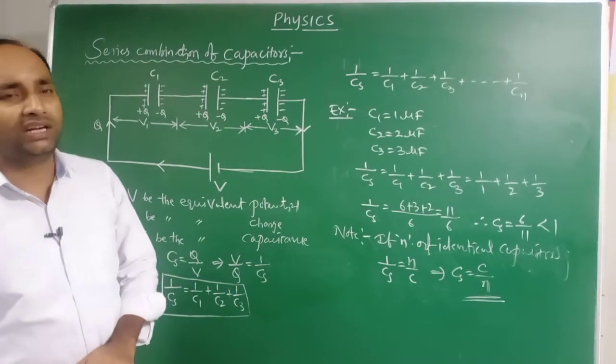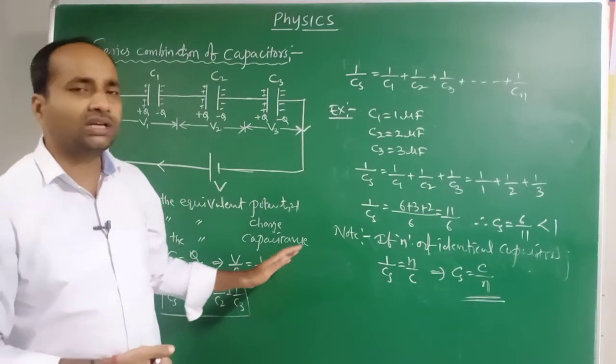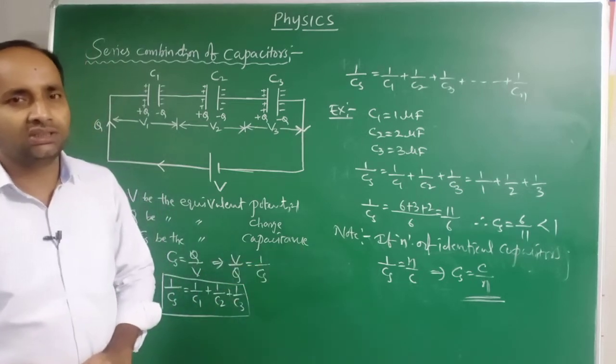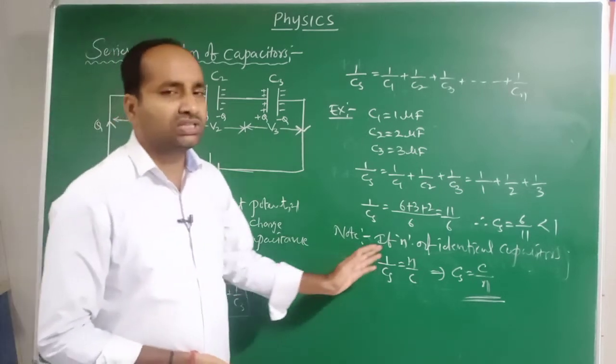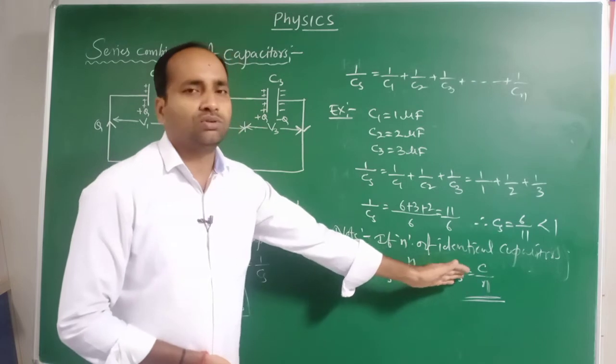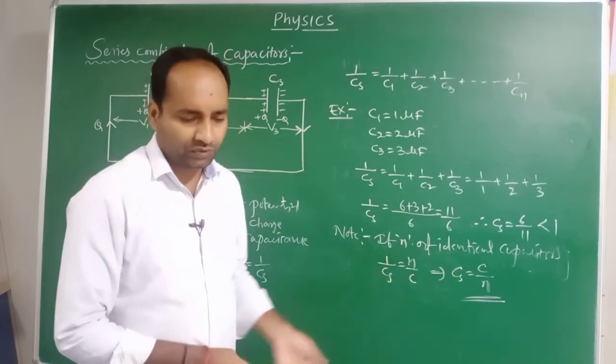When n number of identical capacitors are connected in series combination, then the equivalent capacitance Cs is equal to C by n.